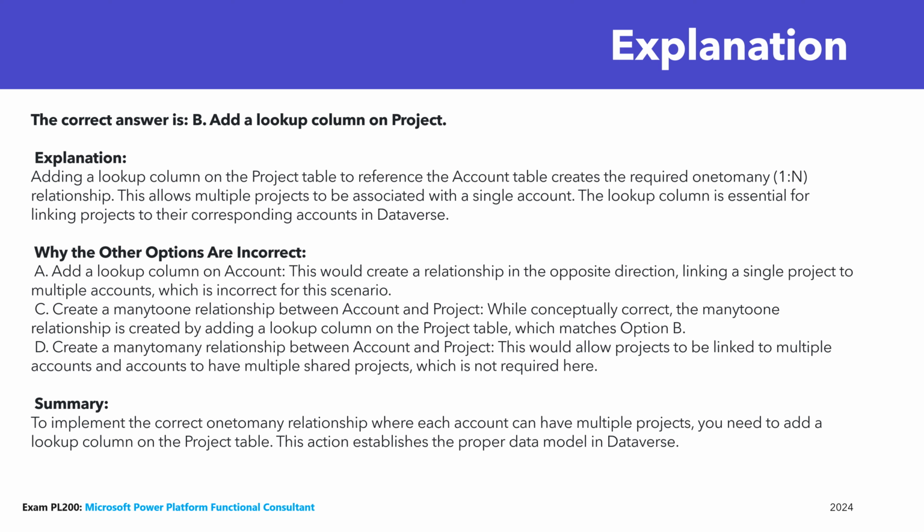Summary: to implement the correct one-to-many relationship where each account can have multiple projects, you need to add a lookup column on the project table. This action establishes the proper data model in Dataverse. The correct answer is B. Add a lookup column on project.